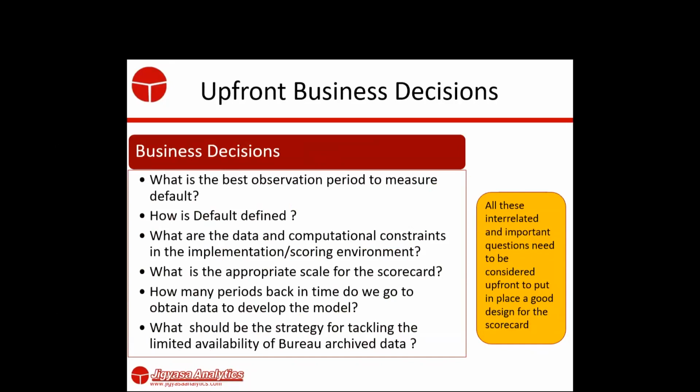And then what is the appropriate scale of the scorecard? For example, if you are using FICO to make certain PG decisions, and you are going to replace that with a custom scorecard for some PG loans, then maybe it will be easier for your credit officers if you replace FICO with a scorecard which has a similar range, so that it is easier for them to interpret.